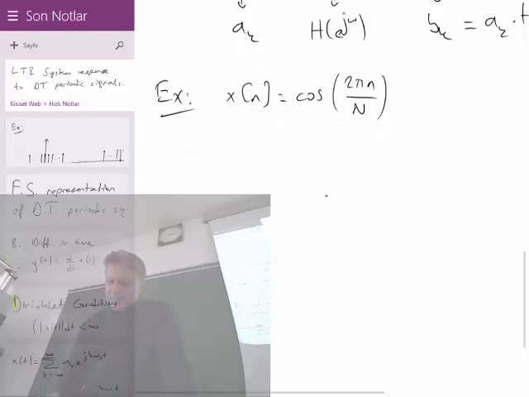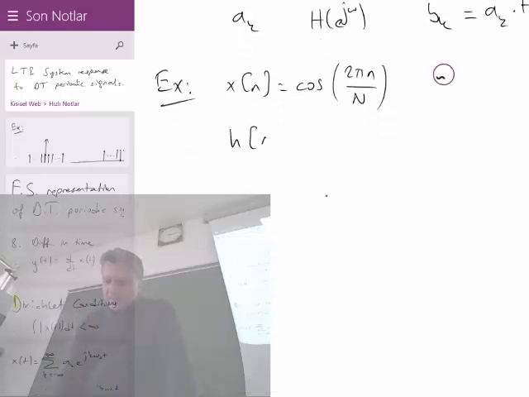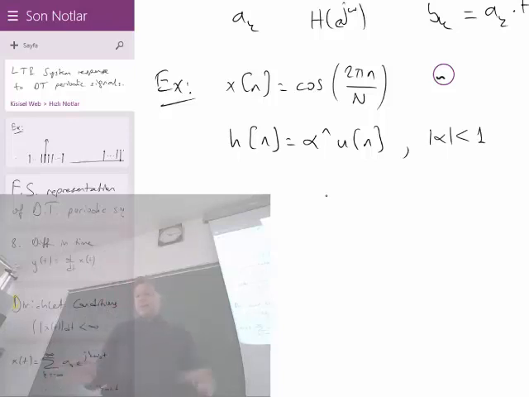And we have a system with impulse response. So if I give you impulse response, you are obliged to evaluate the frequency response then. Which is this, alpha to the power n u of n, where alpha in magnitude is less than 1.